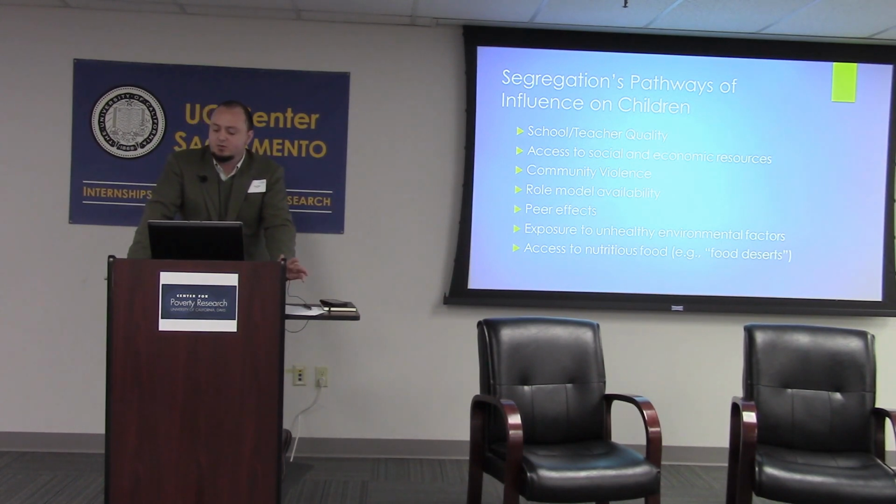Things like school and teacher quality, peer effects, certainly play a role in children's and adolescents' perceived opportunities, their aspirations and expectations for themselves. Similarly, the availability of positive versus negative role models in highly segregated communities can lead to differential life course outcomes.